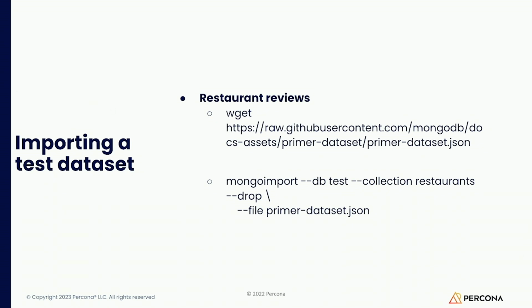And is the Mongo import also done at the Linux prompt? Yes. So what this command will do, like the first one is just to download the test dataset, and the second one will import everything inside the test database in a collection called restaurants. And it has a drop there, so if the restaurants collection already exists, it will be replaced, right?